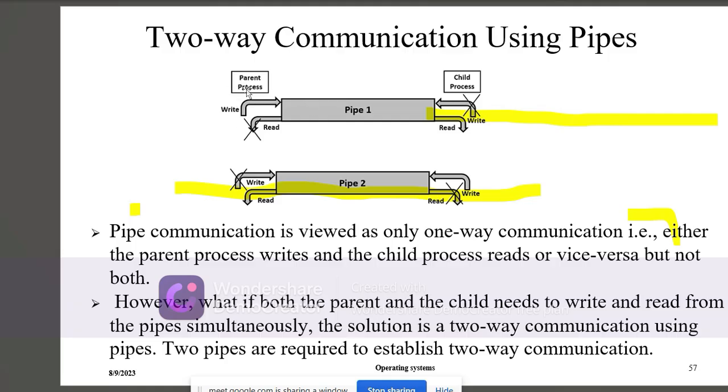This is pipe one. This is a parent process. This is a child process. Suppose this system call is writing from this end, and another system call can read from the other end.